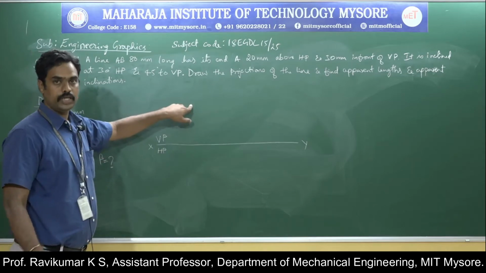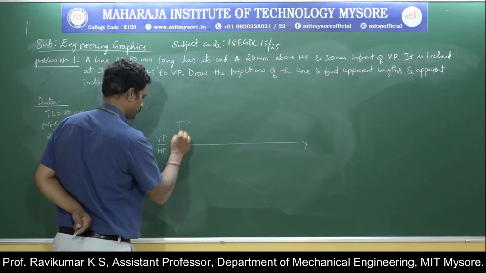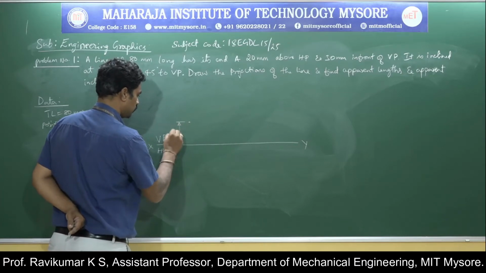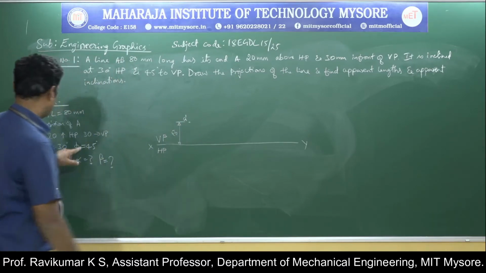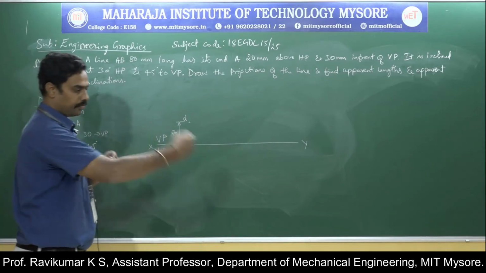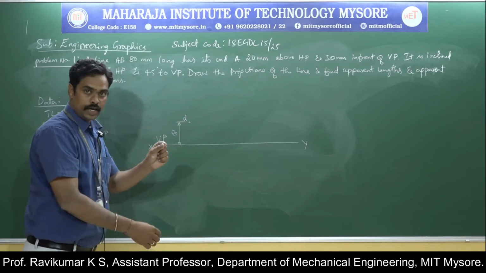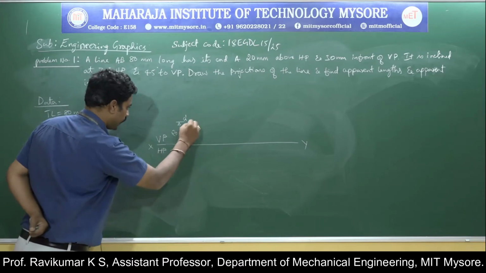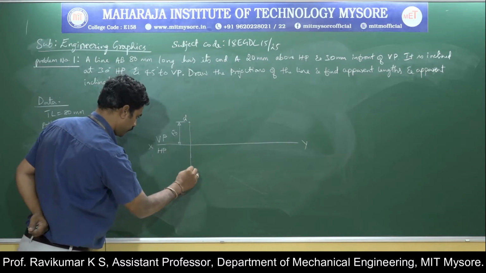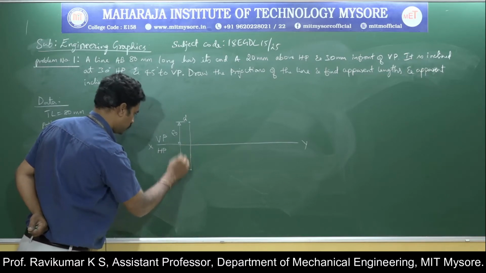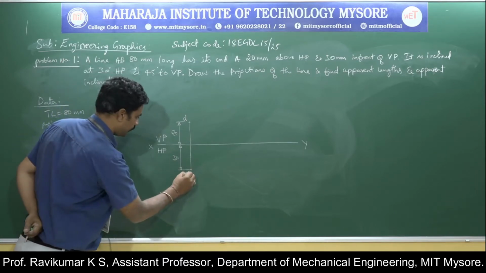Above HP means it is the front view. So above HP, measure 20 mm, 20, write A dash here. Then it is 30 mm in front of VP. In the top view it will fall on the horizontal plane. Once you tilt the horizontal plane, it will fall below the xy line. So measure 30 mm below the xy line and write the point A.